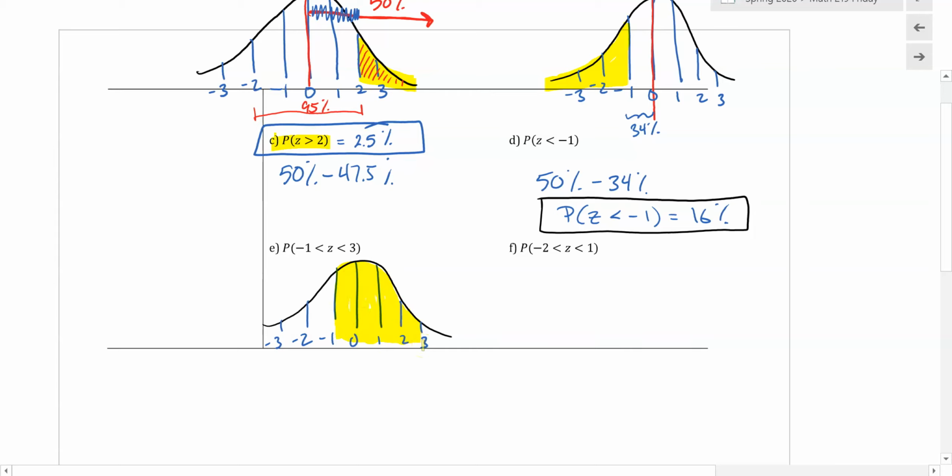So one option for me would be to just add those two numbers together to get the total area. I went 47.5% left and 34% right. So the probability of getting a z-score in between those guys would be the sum of those two probabilities, which if I do it right is 81.5%. Okay.